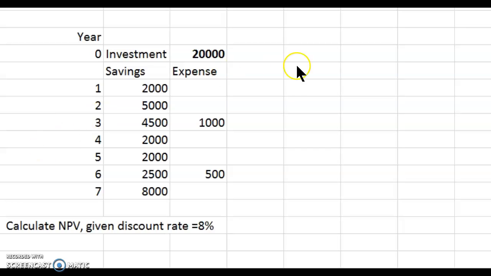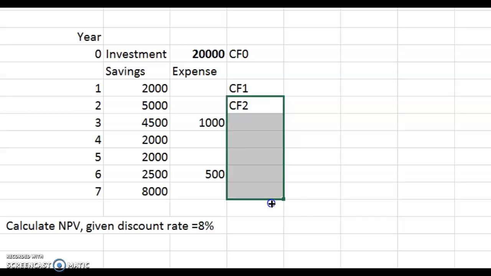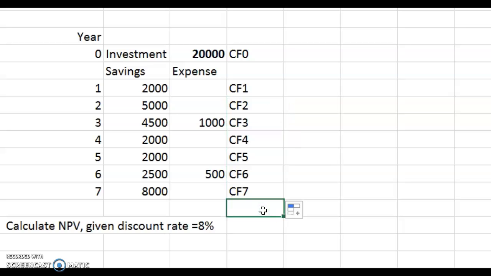So if you mention here, your CF0 is 20,000 rupees, CF1, CF2, like that up till CF7 is available to you. So it should be a single value. But in the 3rd year you can see that there is an expense of 1,000 rupees. So under such conditions, how will you find out the yearly cash flows?